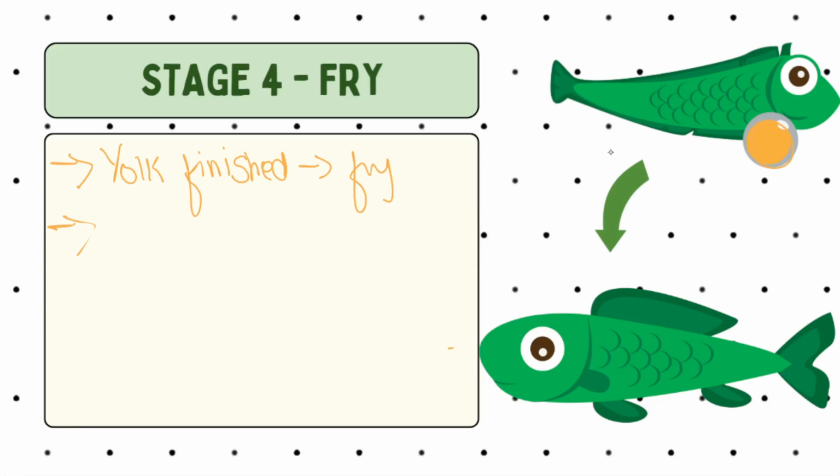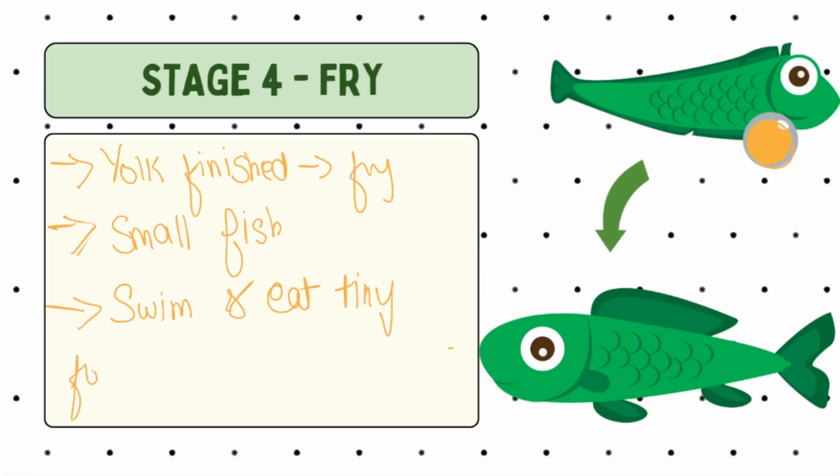And this fry looks very small. We call it a small fish. Okay. Can it swim? Yes, of course it can swim around and eat tiny food in the water.